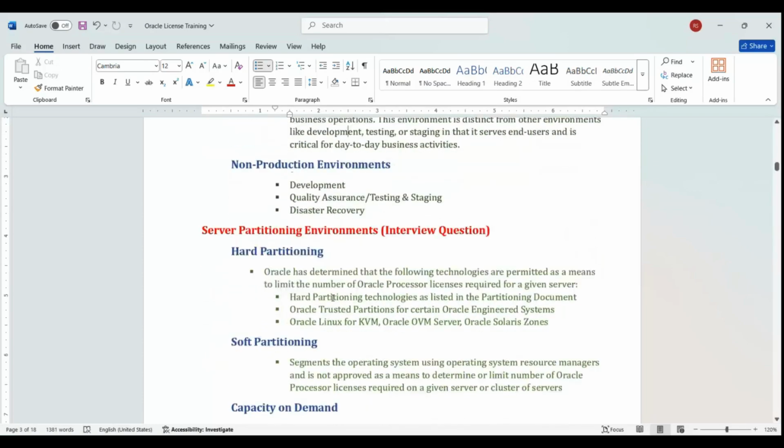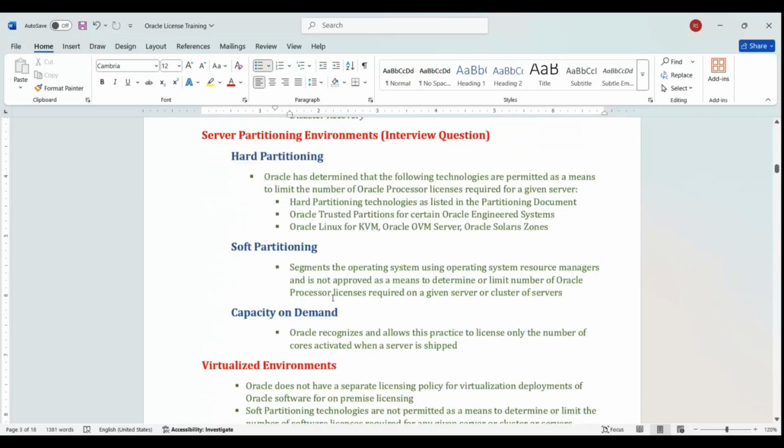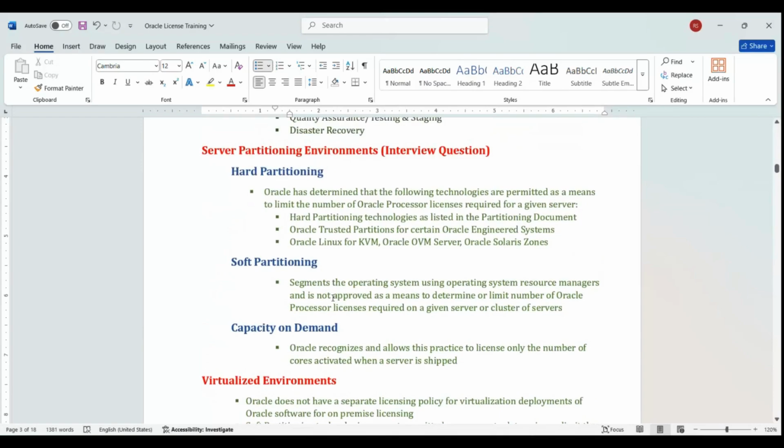Okay, hard partitioning, soft partitioning. So as a conclusion, what I got for Oracle, the worst case scenario will be to consider all the environment as commercial. But if there is a dedicated environment, we can reach out to the customer to ask whether vMotion is enabled or not, right? Yes.